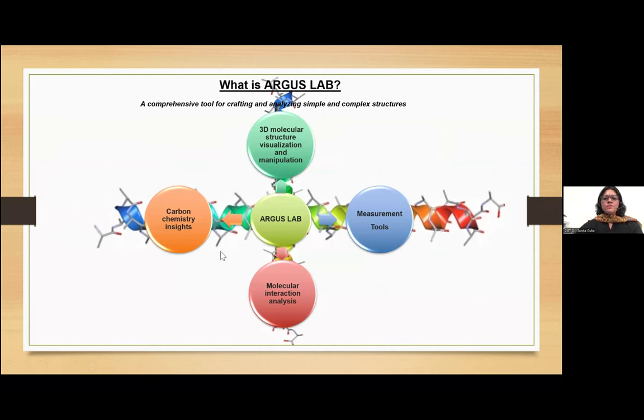We should know what this Argus Lab is and how we are going to implement or integrate this tool into our chemistry education. All of you can see that I have listed a few features about Argus Lab here. First of all, I'll tell you what Argus Lab is. Argus Lab is a molecular modeling software that we will use for building and analyzing simple or complex structures. It could be of any organic molecule, biomolecule, or complex protein structure. So we can design any kind of simple and complex structure through this tool.